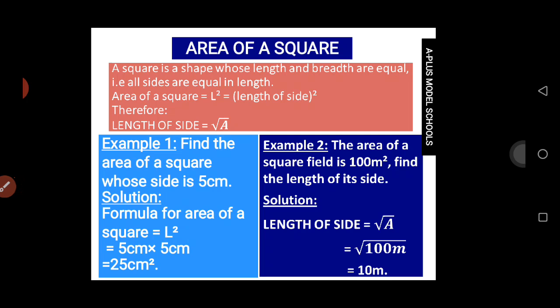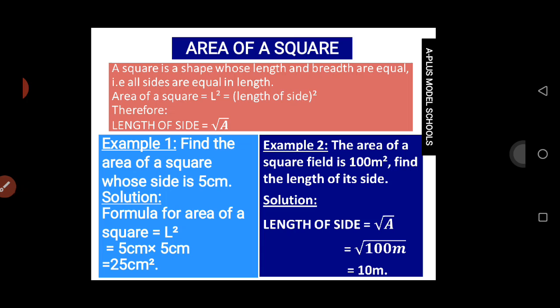So example 1. Find the area of a square whose side is 5 centimeters. So we are looking for the area, whereby we are given one of the sides to be 5 centimeters. So just apply your formula. The area of a square is length squared, which is length times length, which is 5 centimeters times 5 centimeters, which will give me 25 centimeters squared.